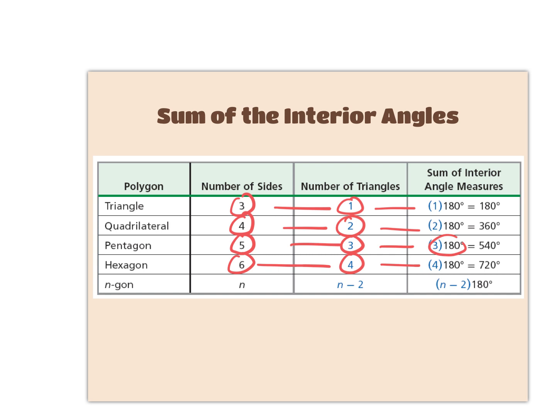And if you notice, the pattern is, no matter what the number of sides is, the number of triangles is always the number of sides minus 2. So if I multiply the number of sides minus 2 times 180, I'm going to get my interior angles.